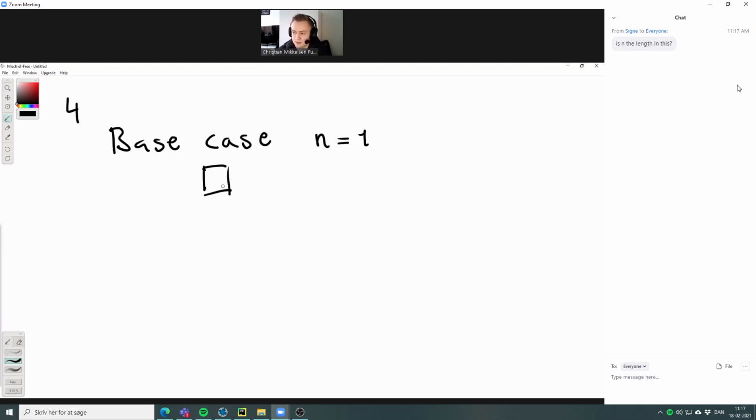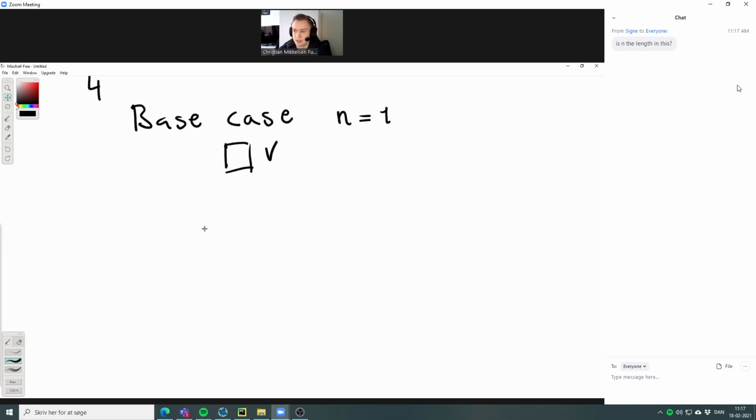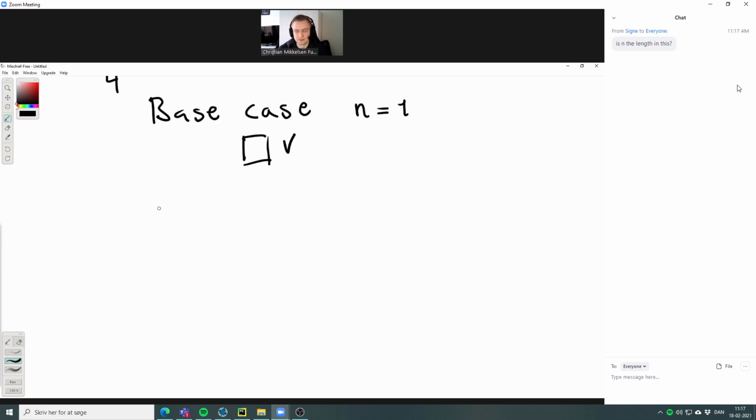So if n is 1, then we have a single element and it's sorted. Okay. So what is the inductive step? Well, the inductive step is when we have n is greater than 1. So for any size that is greater than 1, essentially.